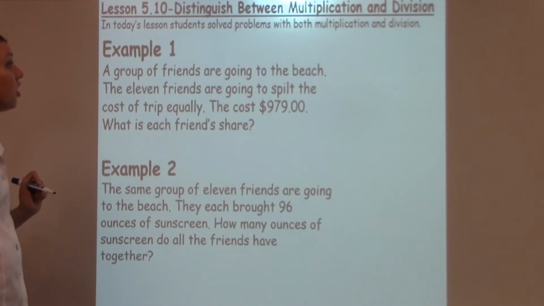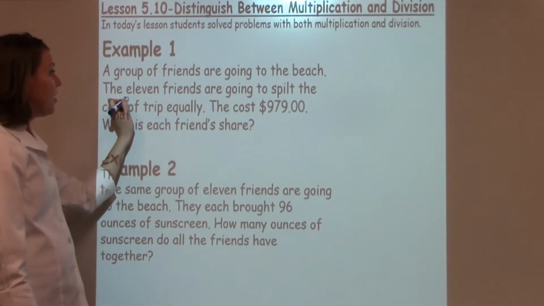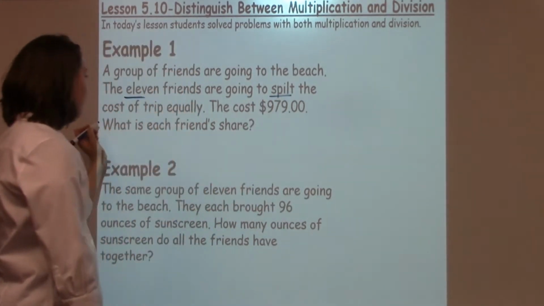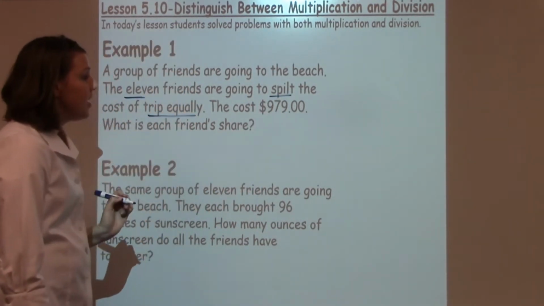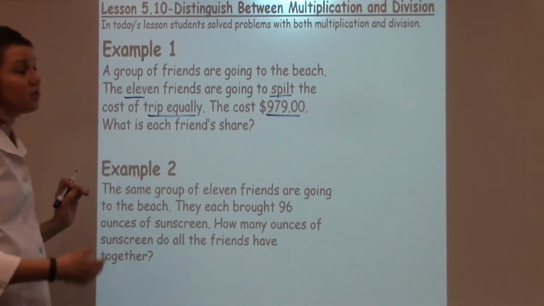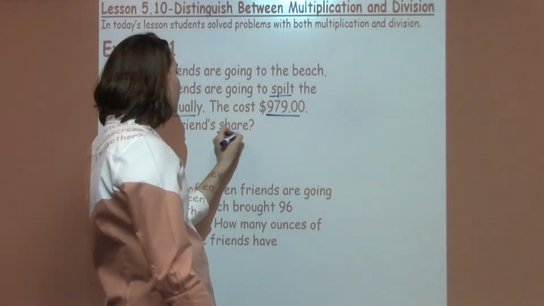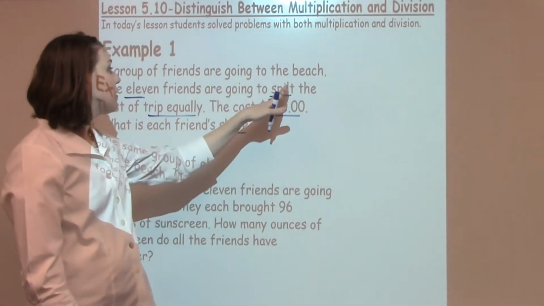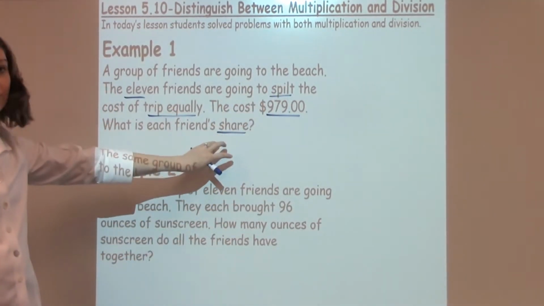A group of friends are going to the beach. The 11 friends are going to split the cost of the trip equally. Here's a really big keyword that I think I'm going to need to remember. The cost is $979. What is each friend's share? Okay, there are several really big keywords in there that made me know this was a division problem. I heard the word split, I heard equally, and I heard the word share.